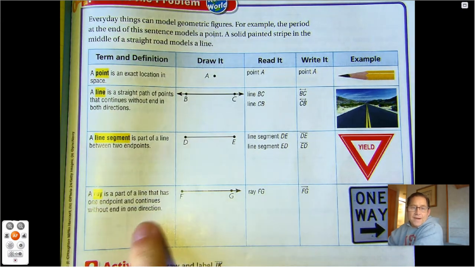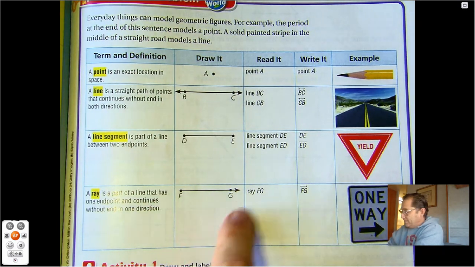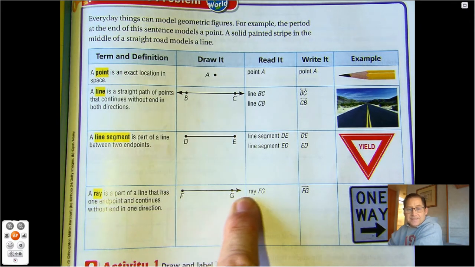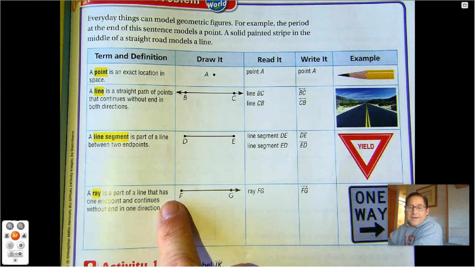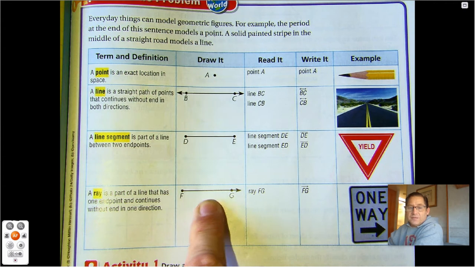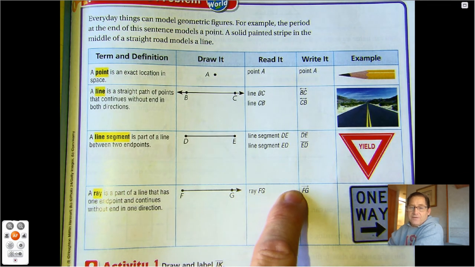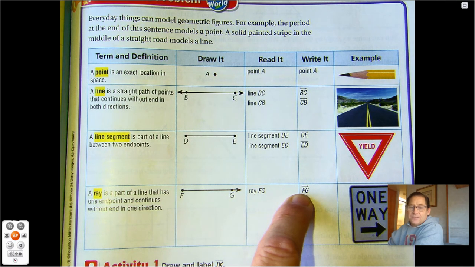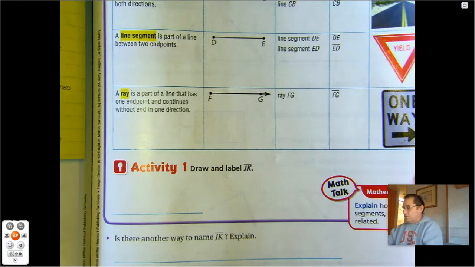A ray is part of a line that has one endpoint and continues without end in one direction. So this ray is going this direction. When we read a ray, you have to start with the endpoint, because the second part tells you the direction. So ray FG, and we would represent it with the ray symbol and then FG. Start with the endpoint. So those are 4 basic terms.